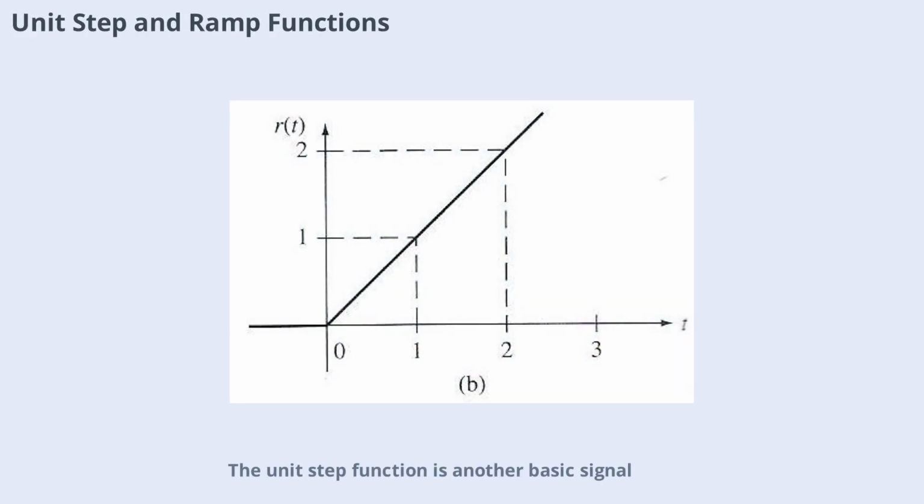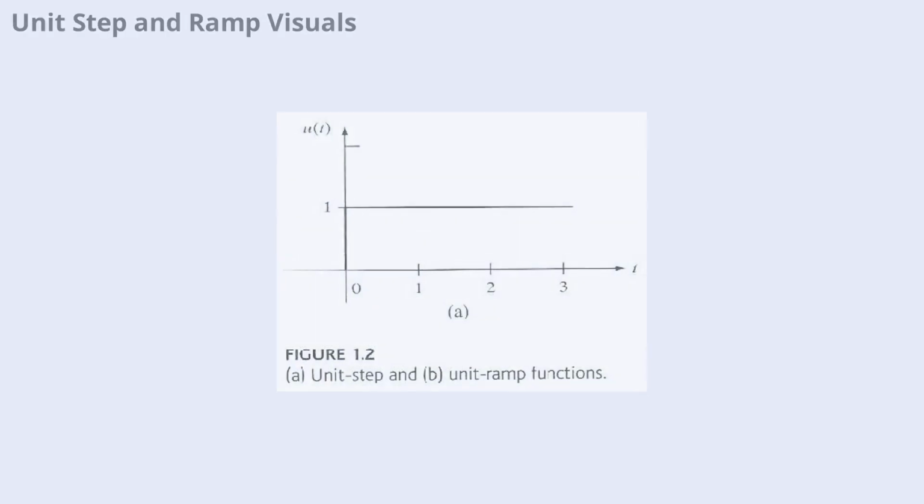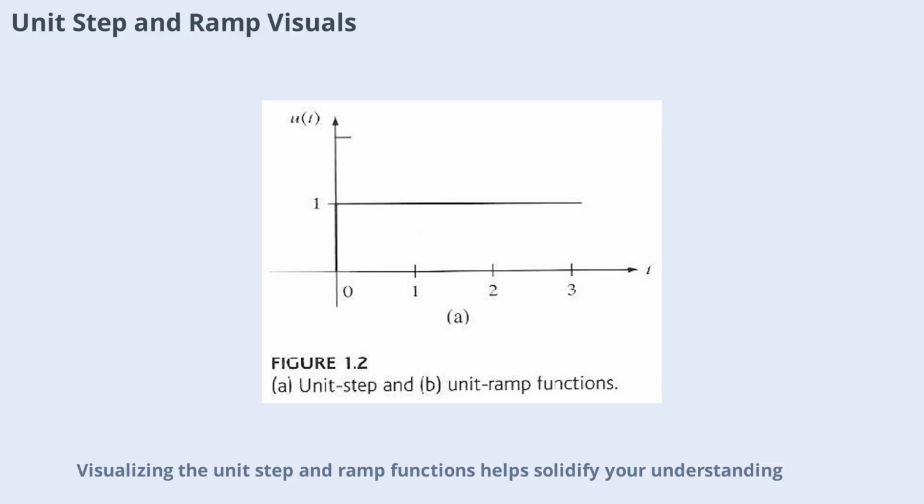The unit step function is another basic signal, defined as 0 for negative time and 1 for positive time. It's the integral of the impulse function. The unit ramp function, in turn, is the integral of the unit step, increasing linearly over time. These functions are used to model systems that turn on or ramp up at a specific moment, making them essential tools in engineering analysis. Visualizing the unit step and ramp functions helps solidify your understanding.